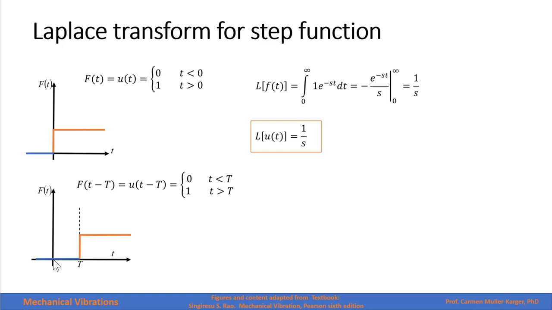In the case that we have a delayed step function, then we have 0 for t less than capital T and 1 for t greater than T.